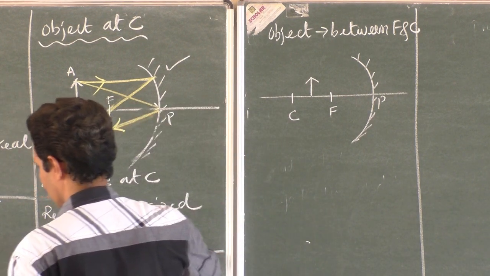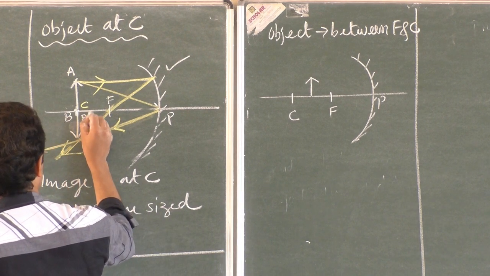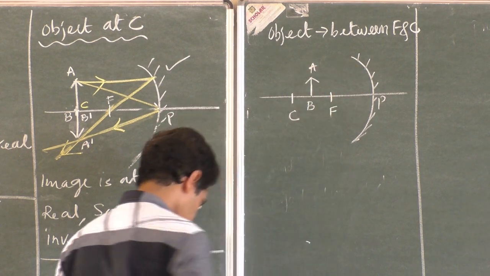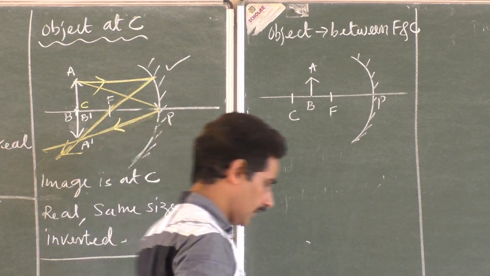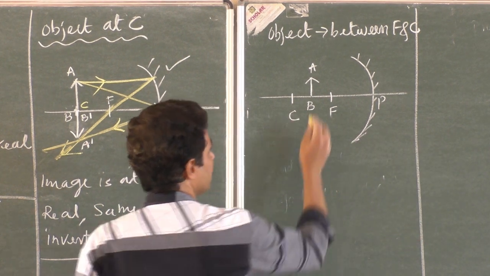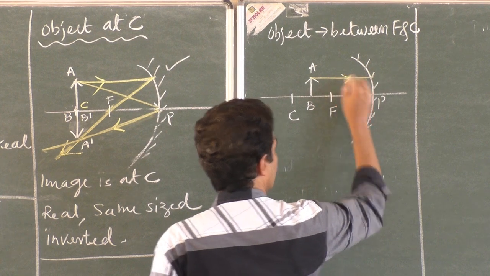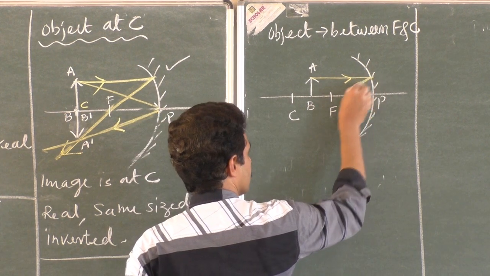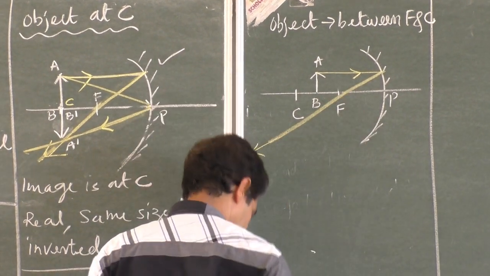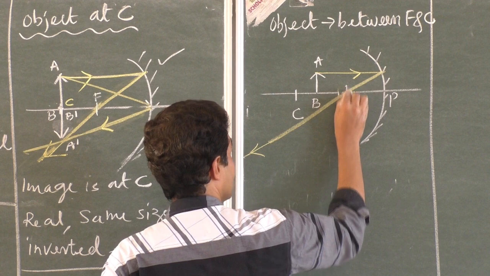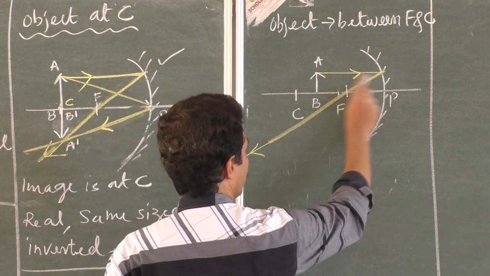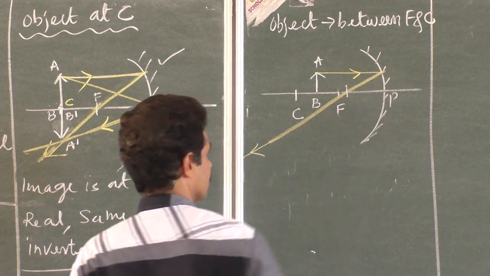Again, the story goes the same way. Object, okay, here I didn't mark the image. This is B dash, this is A dash. Here, this is B, this is A. So, same story. Take a ray of light incident parallel to the principal axis, like this. After reflection, it passes through focus, like this. Okay, I'll shift the focus. Instead of rubbing such a long line, I'll shift the focus. That is easier.